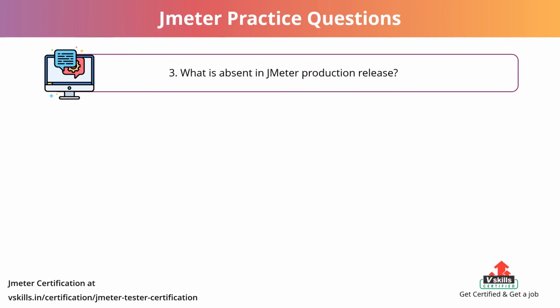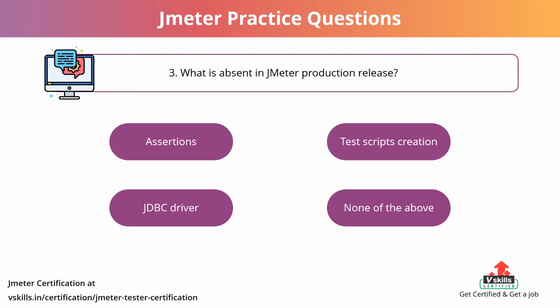Question number 3. What is absent in JMeter production release? The options are A. Assertions, B. Test scripts creation, C. JDBC driver, D. None of the above. The correct answer is option C.